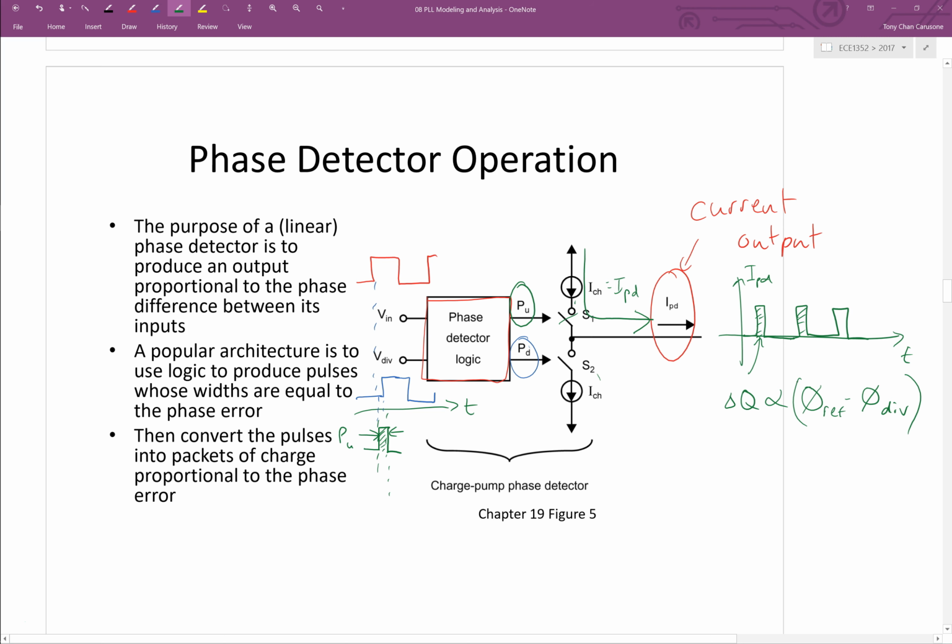And so what's the proportionality? Well, we know the height of this is ICH, right? So if we increase ICH, then we're going to get a higher gain here, right? We're going to get more. For a given phase error, we're going to get more current, more charge coming out. So ICH is, as a designer, the knob we have to play with the gain of this circuit, right?